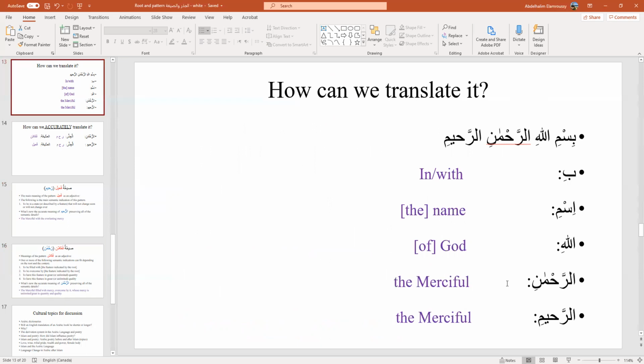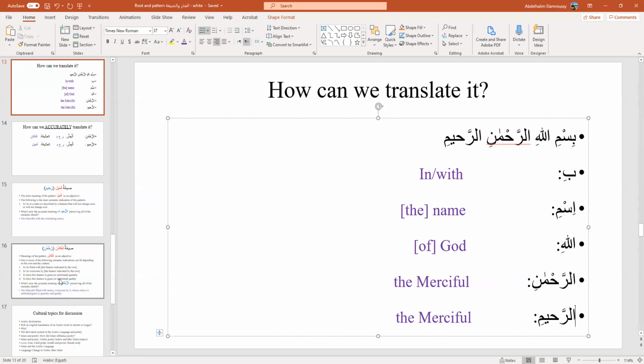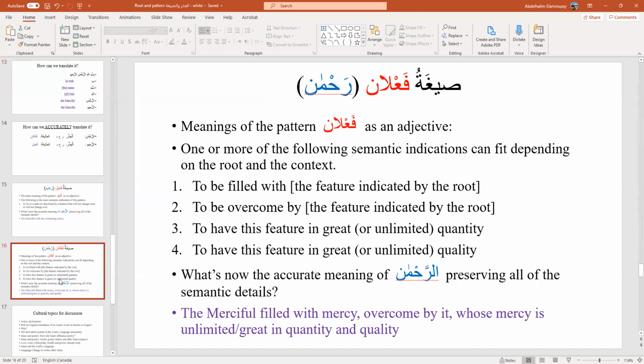So again, Ar-Rahman and Ar-Rahim do not have the same indication. Ar-Rahman is the merciful, but it's all about being filled with mercy and overcome by it, and the greatness of the mercy in quality and quantity. Ar-Rahim, on the other hand, adds another thing which was not included by Ar-Rahman: this mercy is not just unlimited in quantity and quality, it's also unlimited in time. So basically this mercy is never ending, it's everlasting. So that's the Bismillahir Rahmanir Rahim.